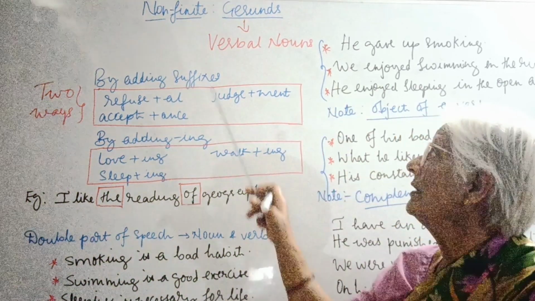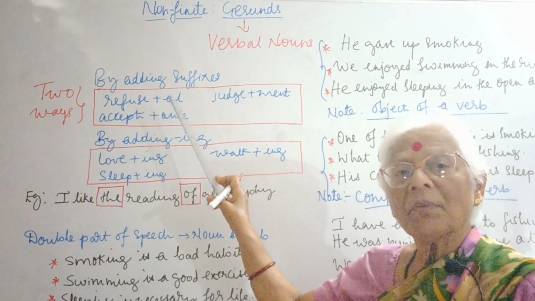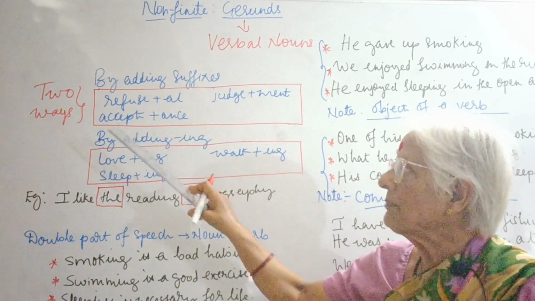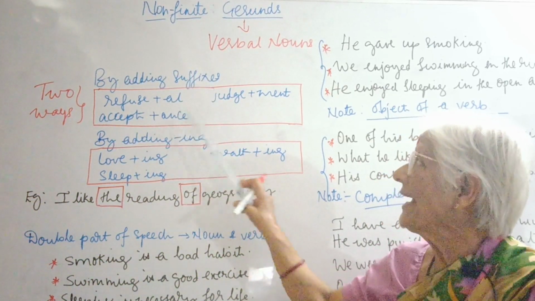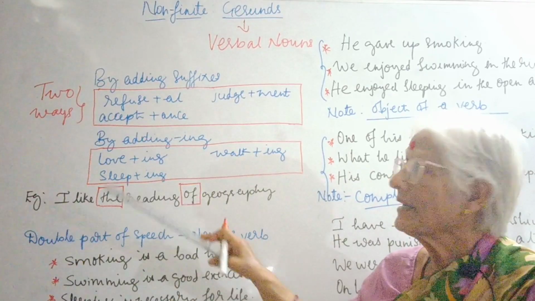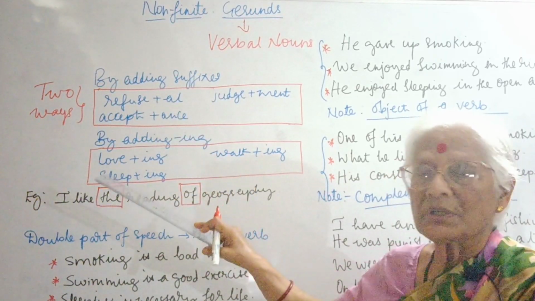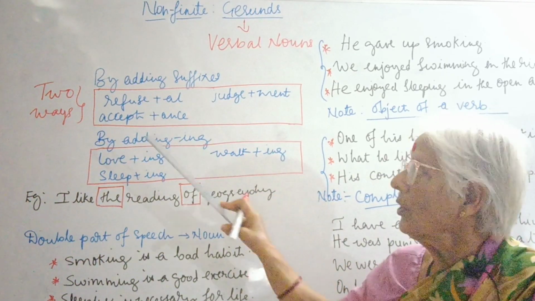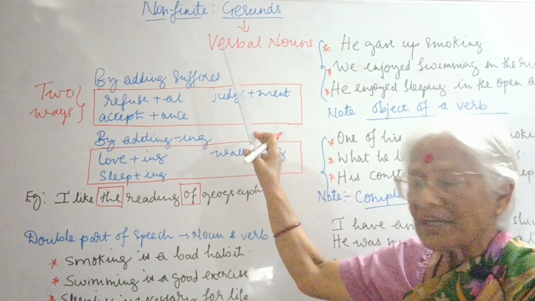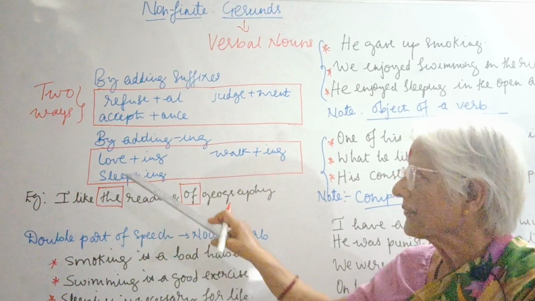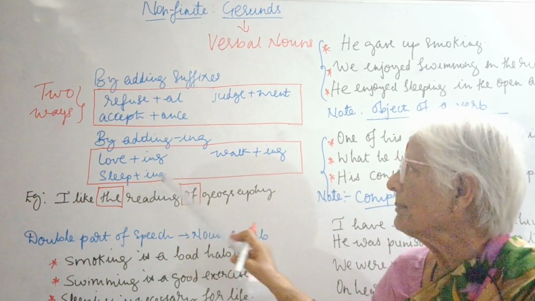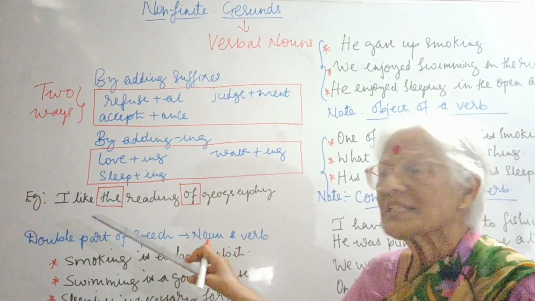Okay. Now here you can form verbal nouns in two ways by adding suffixes. That means you can add al, ance, ment, like see, refuse, refusal, accept, acceptance, judge, judgment. So you can make a gerund by using a suffix, and you can also add ing to it: loving, sleeping, walking. Now look at the sentence here.